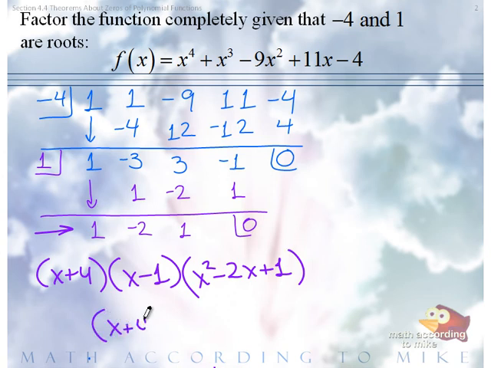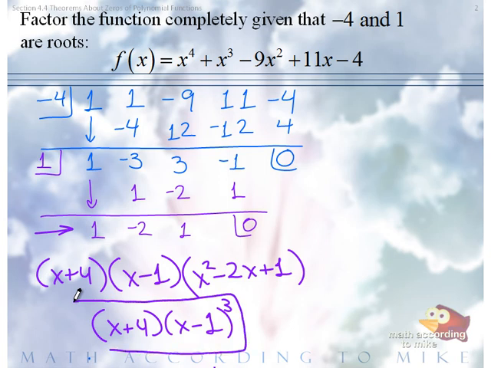And if you think about it, how does x squared minus 2x plus 1 factor? X minus 1 squared. So how many x minus 1s does that make? 3. X minus 1 cubed. So our function f of x factors completely as x plus 4 times x minus 1 quantity cubed. Hooray!